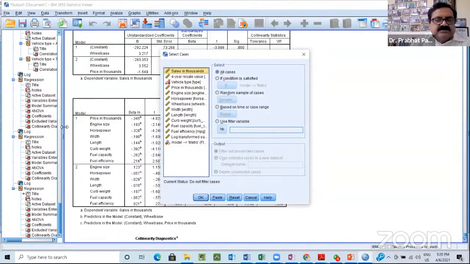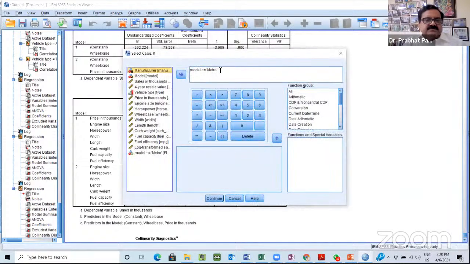Then I clicked this option, if condition is satisfied, right? And then I click this button. So this is the argument which I put over there: if model is not equal to metro. So I said select all the cases except metro. So that's how the argument was built.